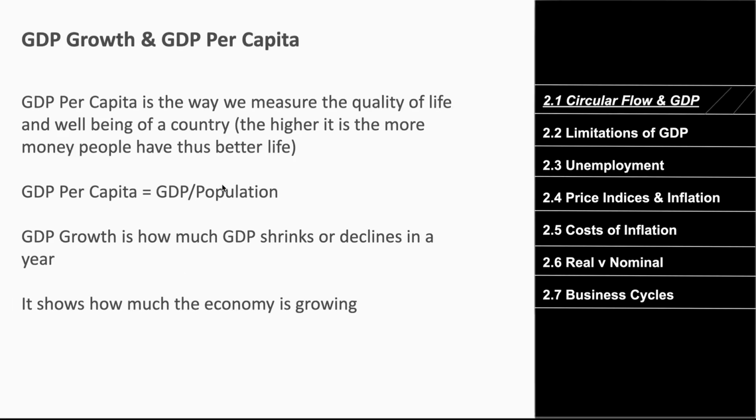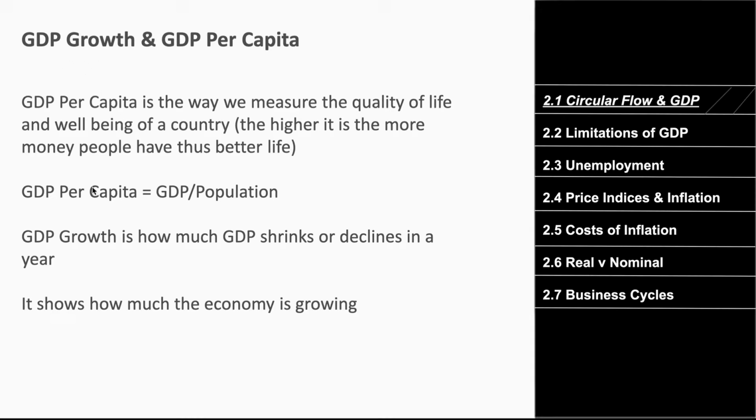So now, how do we actually measure how our economy is growing? We measure that using GDP growth, how much the GDP grows every single year. GDP per capita is the way we measure quality of life, in macroeconomics at least. In reality, it's not perfect. However, for macroeconomics, remember, if there's ever a question dealing with the quality of life or how well people are living, it's the GDP per capita.